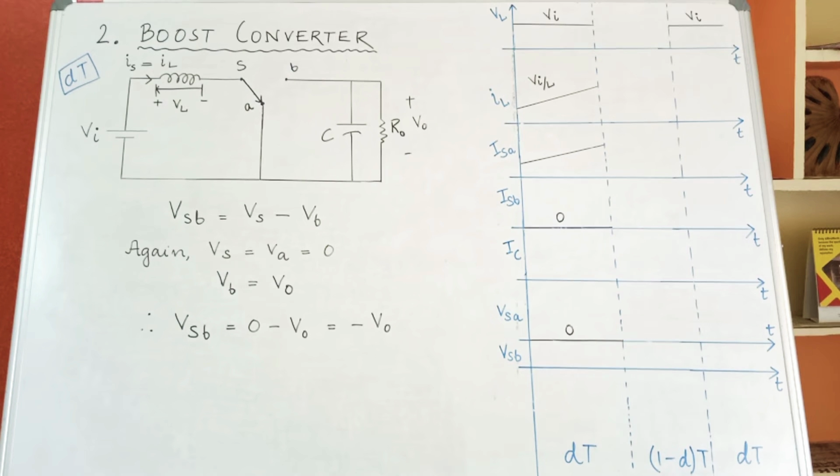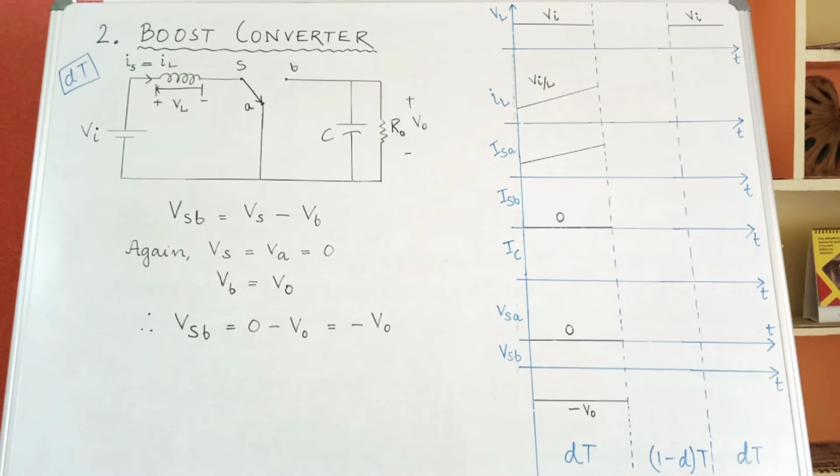Now calculating the value of VSB. I have drawn the B portion in the circuit again for you to understand in a better way. So VSB can be written as Vs minus Vb. Again, you know S and A point are at same potential, and as A is connected to ground, Va will be 0, therefore Vs will also be 0, and B point is connected to the positive terminal of the load voltage, so Vb can be written as V0. So VSB is 0 minus V0, that gives you minus V0.